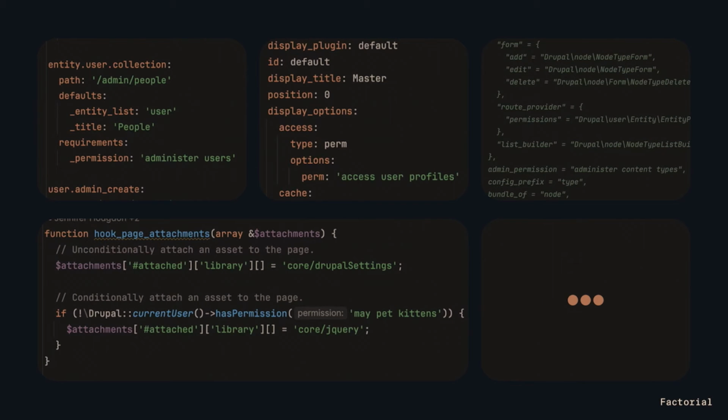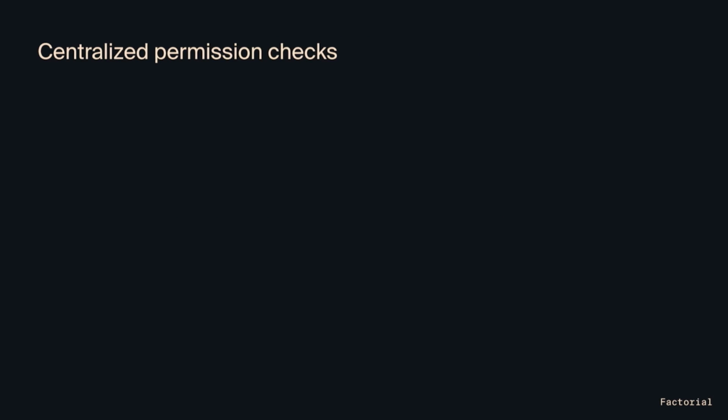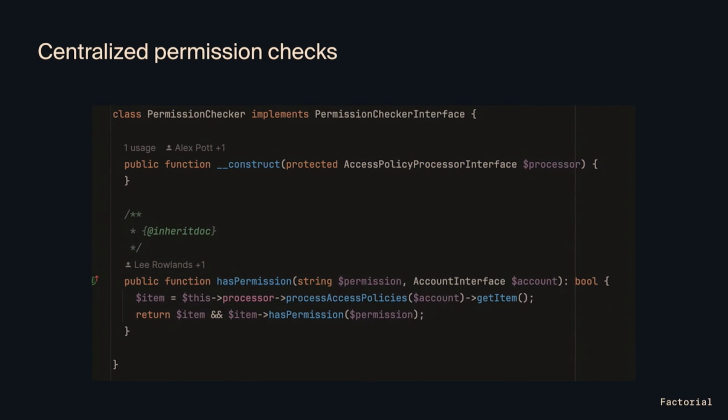So how do we actually apply this to that? Well, one of the fastest issues to ever land in core with such an invasive change was the one that I did to centralize your permission checks. Everyone thought it was a great idea, so it immediately went in, and we have the permission checker in core now. It's a service.